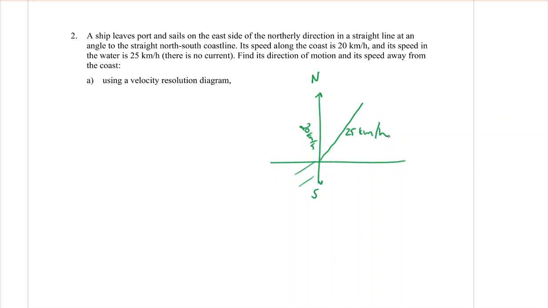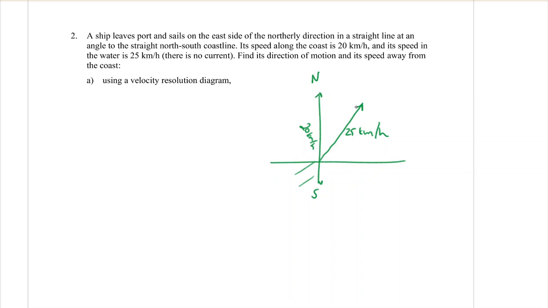Find its direction of motion and its speed away from the coast, using a velocity resolution diagram. Okay, so let's put some directions in here. I'm going to put an arrow on the end of that one because it's traveling northerly away from my coastline. What does it mean by northerly away from the coastline? You shouldn't be going straight? No, not directly north. It says that it's traveling northerly.